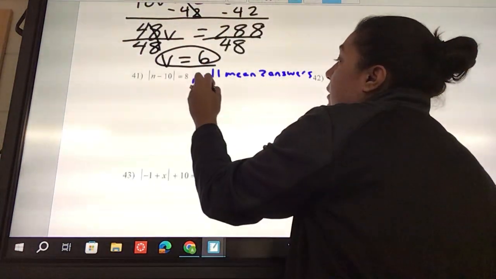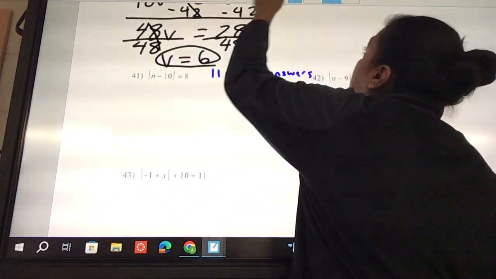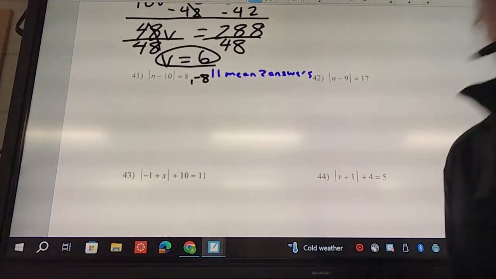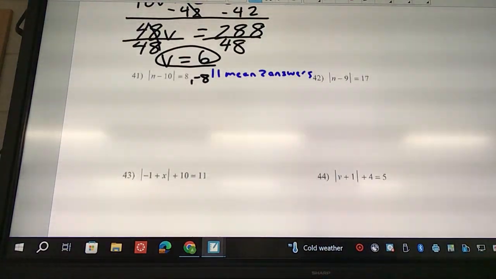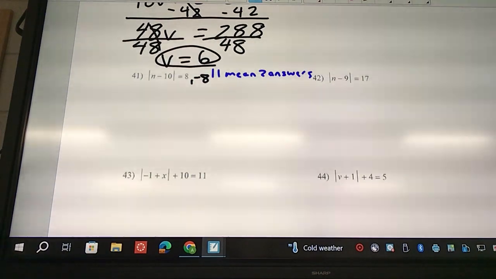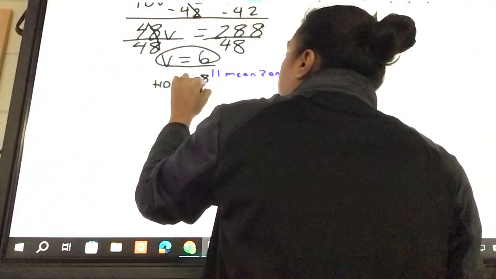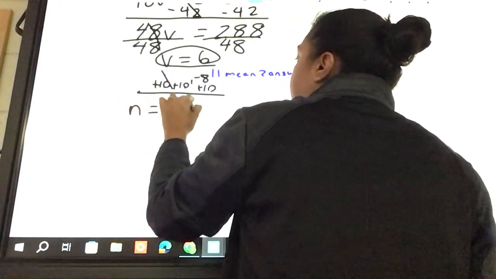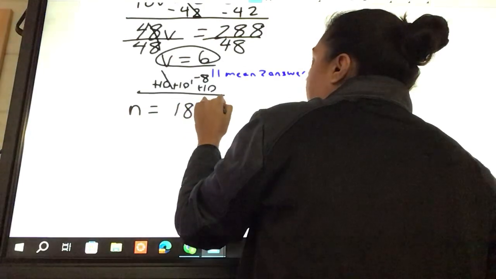I'm going to erase this and do it in a different color. Okay, comma, -8. Okay, now if we look inside the bars, what needs done? 5, 10. Add 10 to both sides, okay? So plus 10, plus 10, plus 10. Okay, so 8 plus 10 is going to be 18. -8 plus 10 is 2.